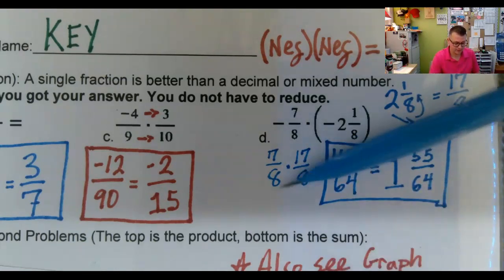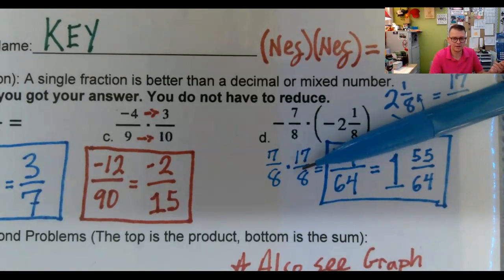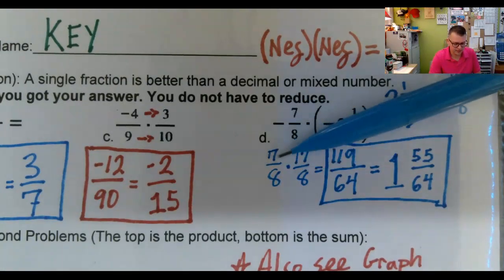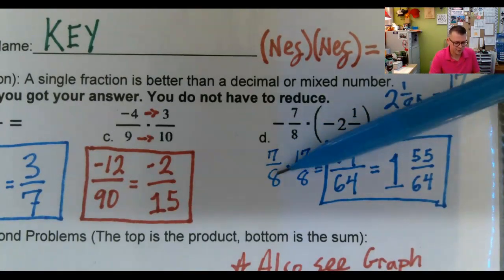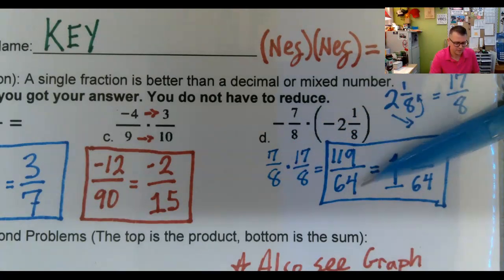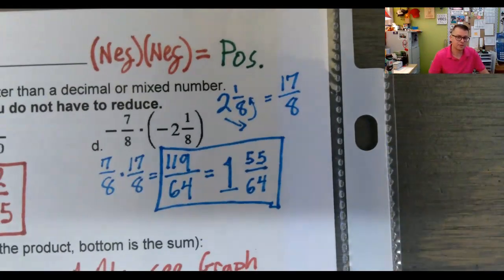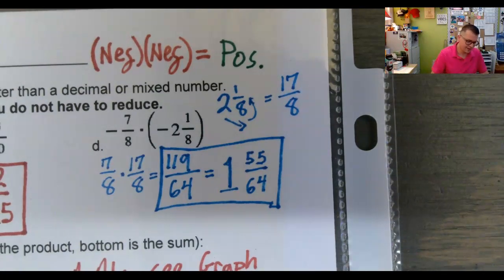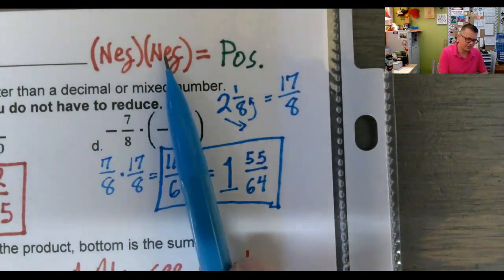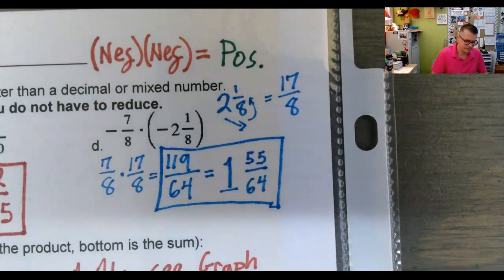And yes, they both have the same denominator. That doesn't matter here. So we multiply across the top, 7 times 17. Multiply across the bottom, 8 times 8. And if I reduce back to mixed number, it is 1 and 55/64. I'm going to move that to make sure that my picture-in-picture was not blocking that. And again, negative times negative. What is the opposite of a negative? A positive.